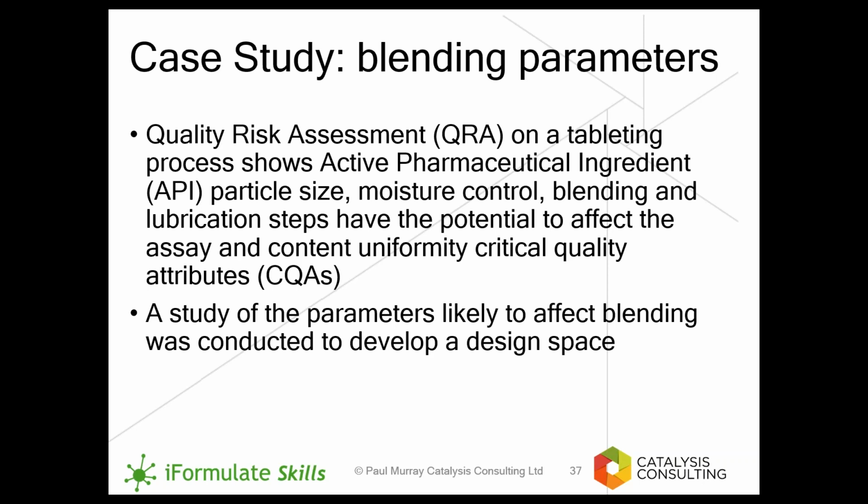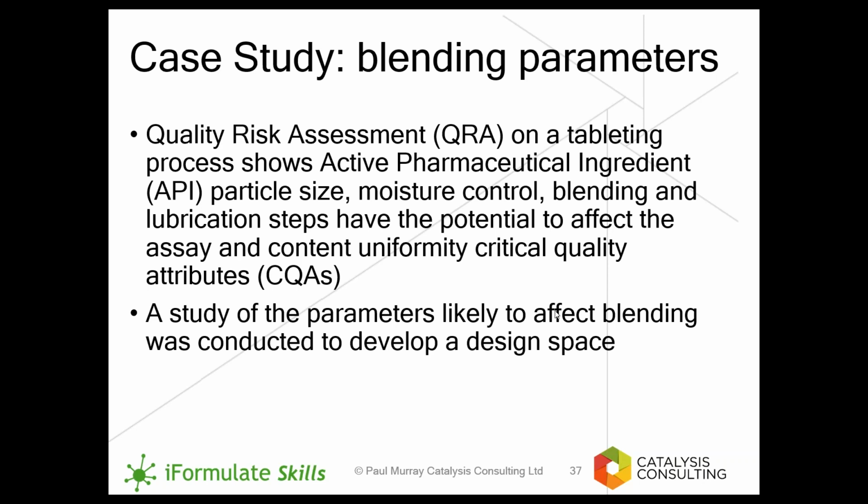And this is the tabulating process using an active pharmaceutical ingredient or API. So the size of the material, the particle size will have an effect. The moisture control or content could have an effect. The blending and lubrication steps could have an effect. And all of these could affect the uniformity of the material. And if the uniformity of the material is not correct, then you're not going to end up with the right dose when you create a tablet.